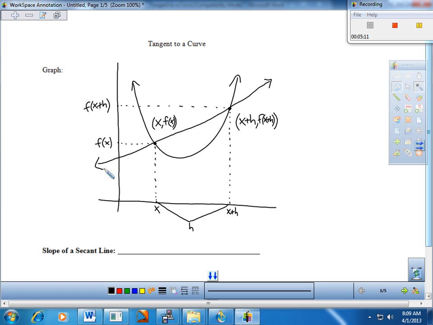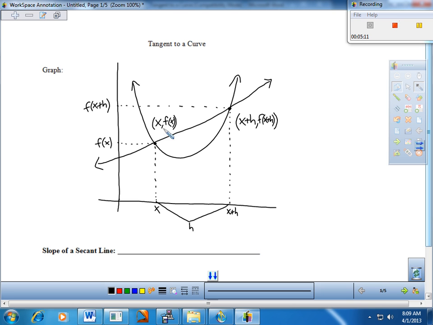So remember slope, first and foremost. Slope is y2 minus y1 over x2 minus x1. And so use this point, this will be your second point. Use this point, this will be your first. And could you come up with the slope of the secant line? All right, well, maybe let's see how you did here.